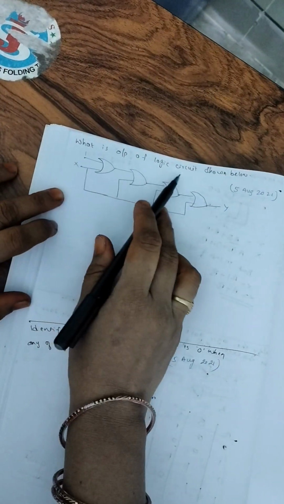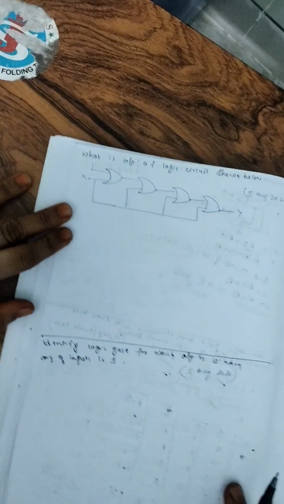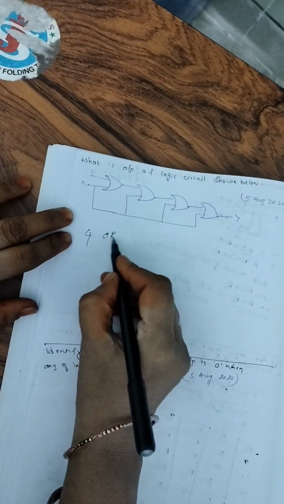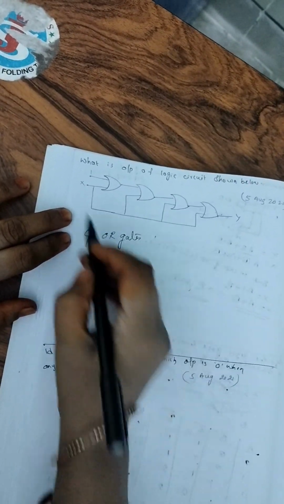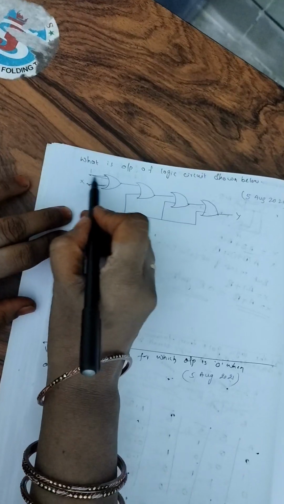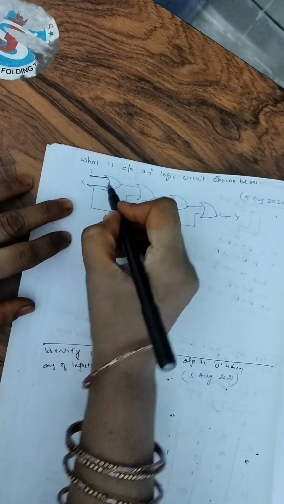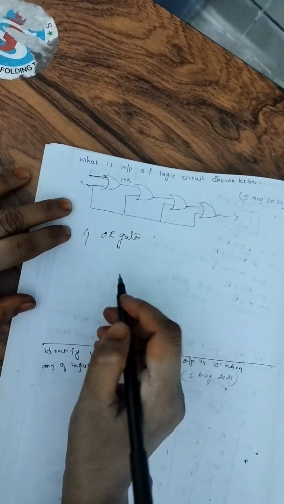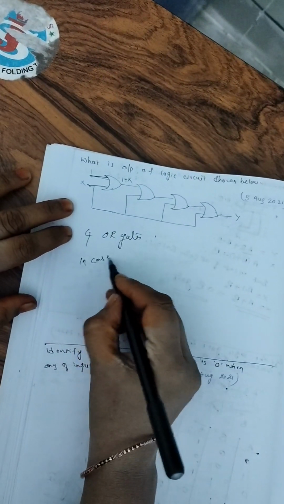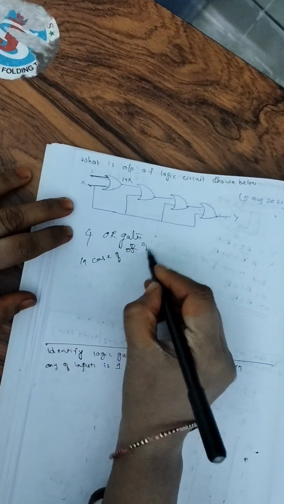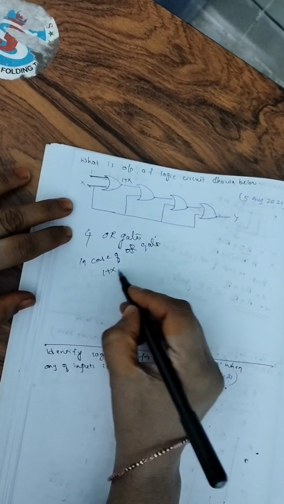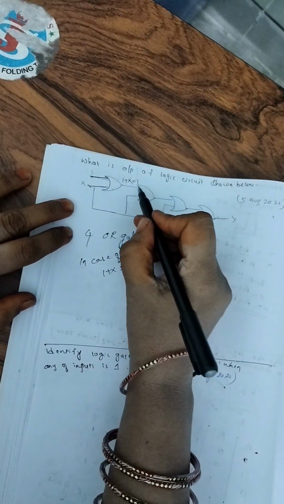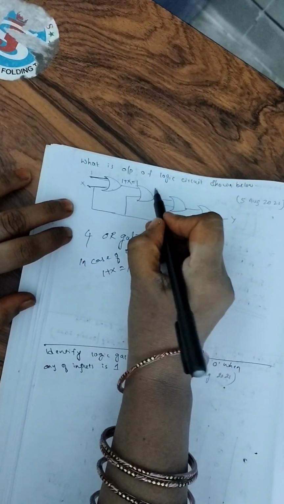Now what is the output of logic circuit shown below? Here he gave 1, 2, 3, 4 OR gates. Now this is X, this is 1. So what is the output? A plus B, no? So 1 plus X. In case of OR gates, 1 plus X is equal to 1. Again we got here 1.